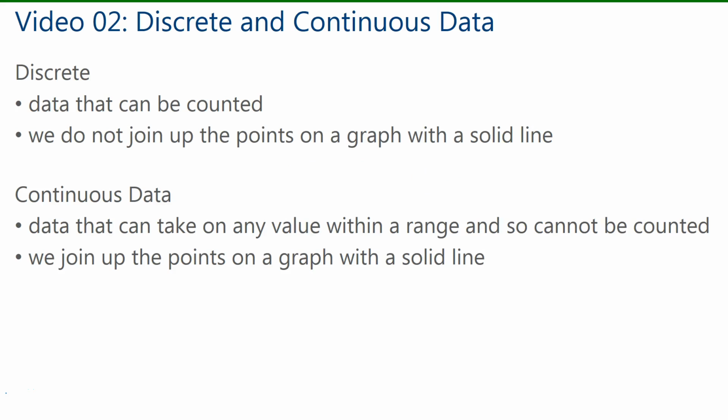Before we look at graphing linear relations, we need to know if the data we're dealing with is discrete or continuous. Discrete data is data that can be counted. In this case, we do not join up the points on the graph with a solid line. They're not connected. Continuous data is data that can take on any value within a range. Because it can take on any value, we cannot count all these values. On the graph, we will join up the points to show the fact that we are including every number in between the ones that we plotted.